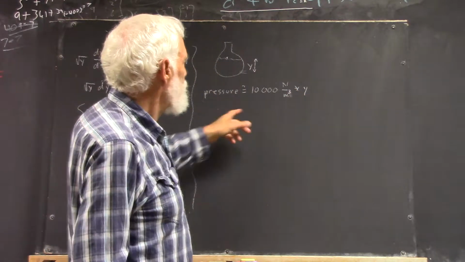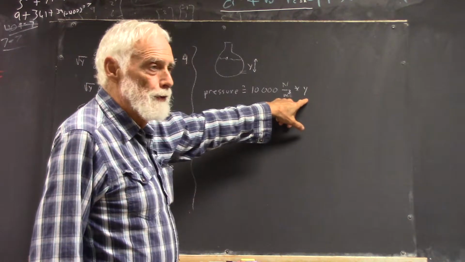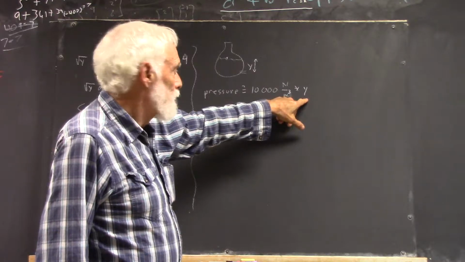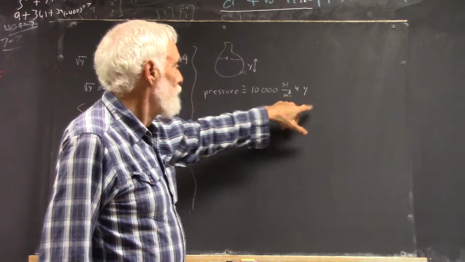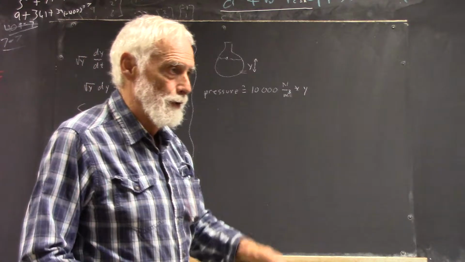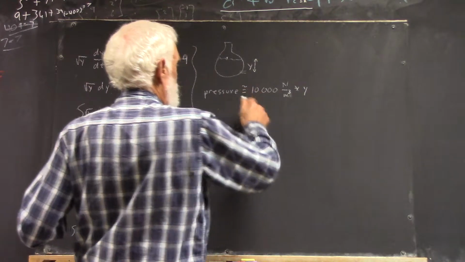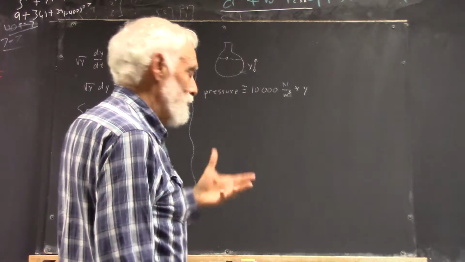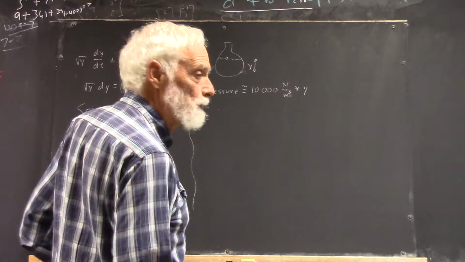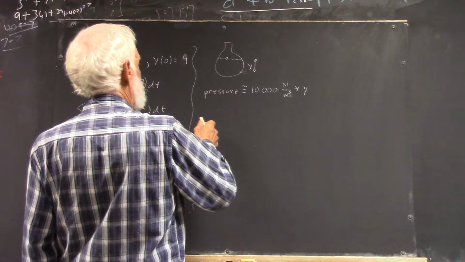Pressure comes out in newtons per square meter, and Y is measured in meters. So when you multiply this by Y, you get newtons per square meter, and that's pressure, force per unit of area. Whether you understand that or not, I mentioned it just to convince you at least that there's hard physics behind this process. Okay?